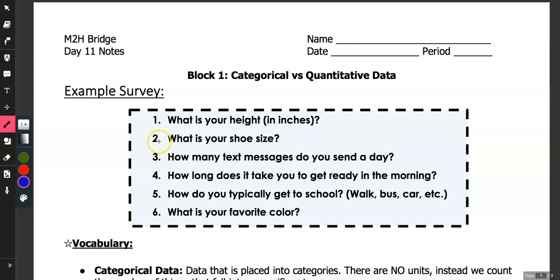All right, hi guys. It's day 11, our last week of summer school. So this is block one, and we're getting started with our statistics unit here. It will be very different than the stuff we've been doing the last 2 weeks. Today's just kind of intro.